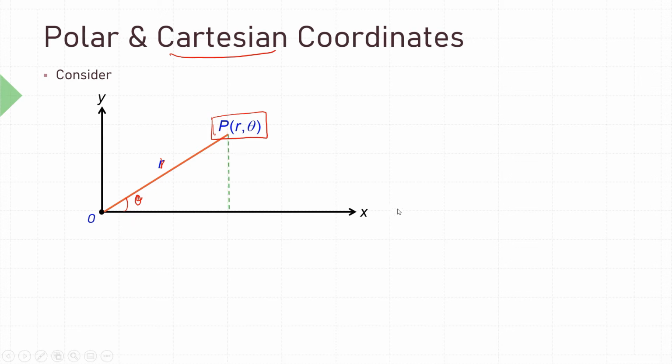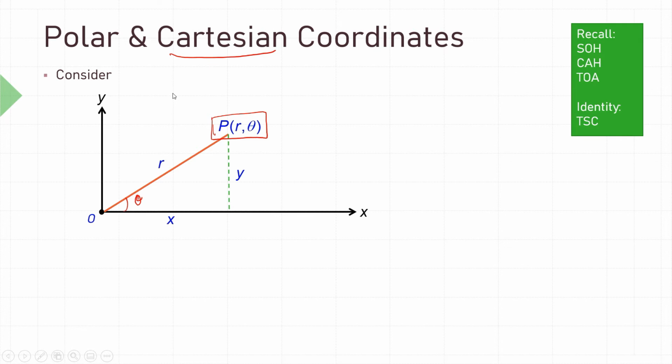Now if we extend this line to the x-axis, we know that this length is x, and this length is y. So you have to recall what you learned before in basic mathematics. Sine is opposite over hypotenuse, cos is adjacent over hypotenuse, and tangent is opposite over adjacent. For the identity, we have to recall that tangent theta is given by sine theta over cos theta. So TSC, tangent sine over cos. Now we can make a relation between x, r, and y with theta.